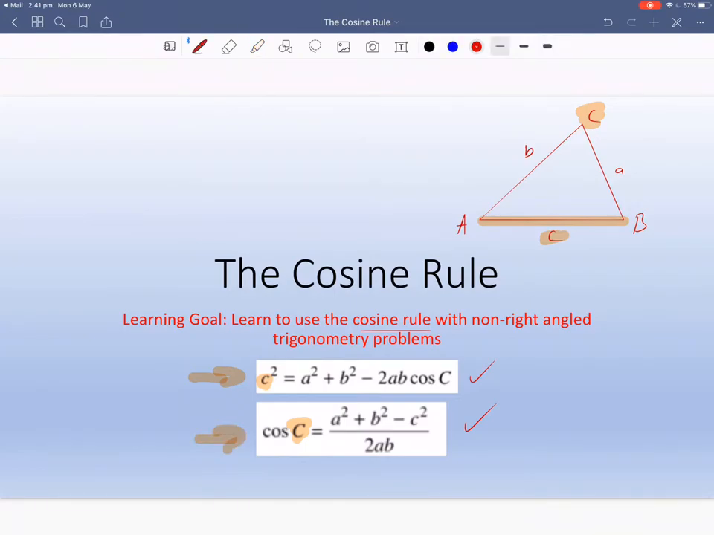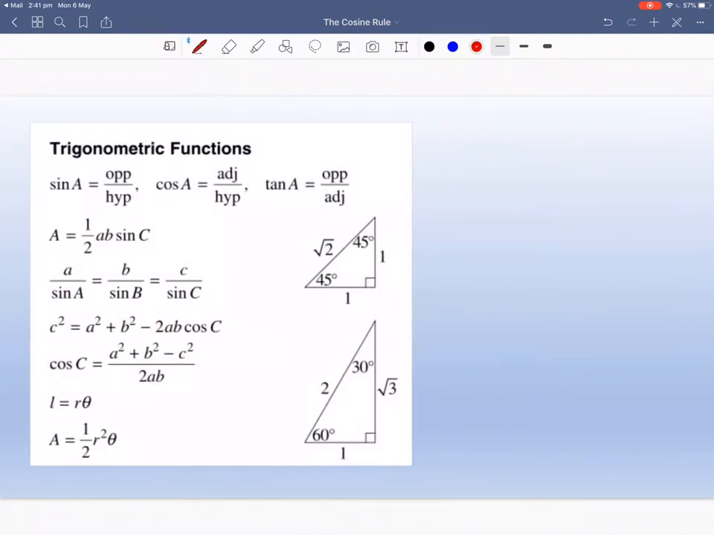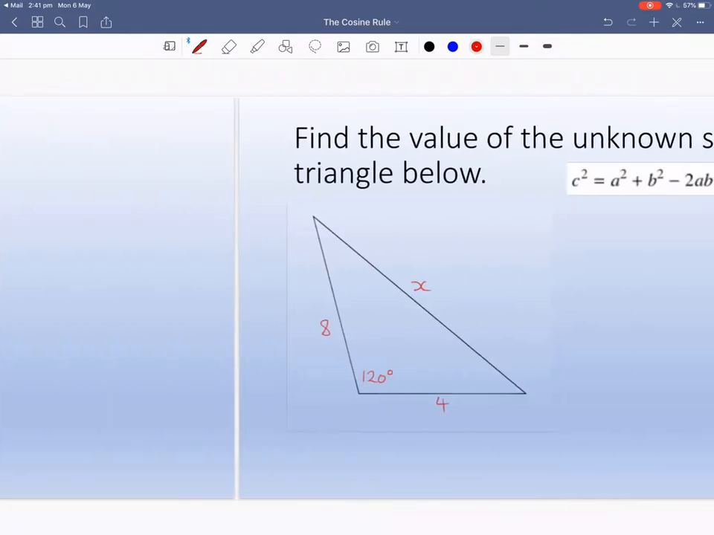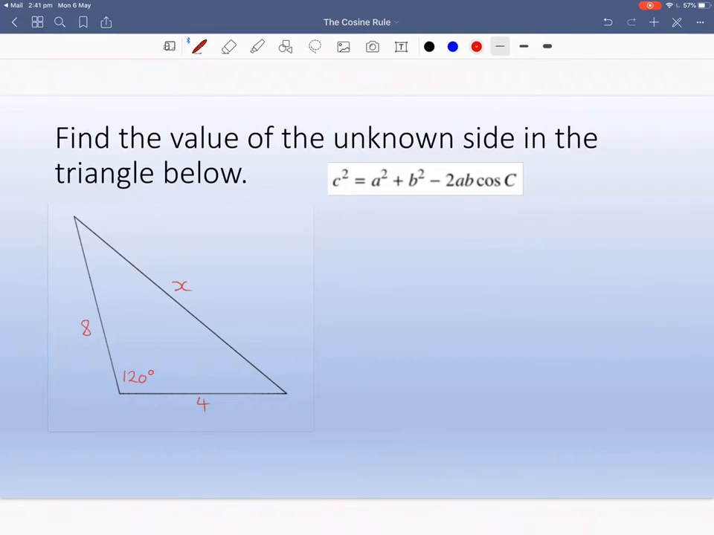But let's have a look at what it looks like in the formula sheet. It's under the same thing as our two triangles, the sine rule, area of a triangle rule, and here we have the cosine rule, and you actually get both versions of it. You get the length one and you get the angle one, and you don't need to rearrange at all. So that's really, really good. Okay, let's have a look.